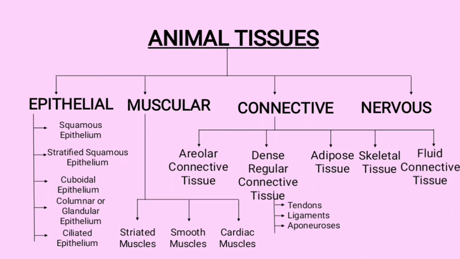Now the skeletal tissue, it means they form the skeleton of our body. So they are of two types. The first one is bone and the second one is cartilage. Bone is hard tissue and cartilage is soft bone.